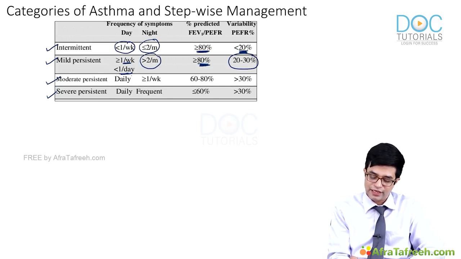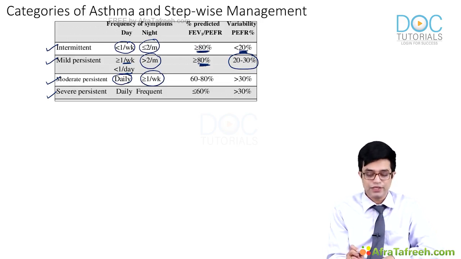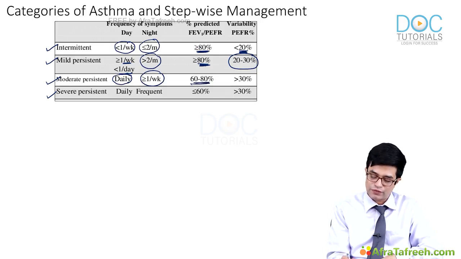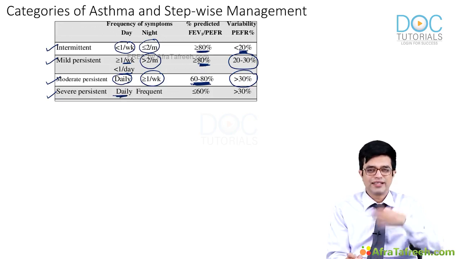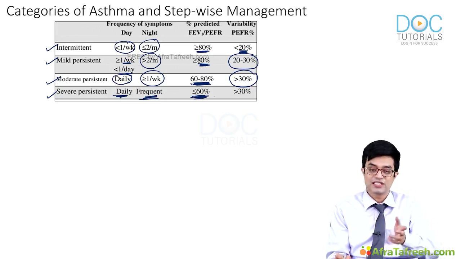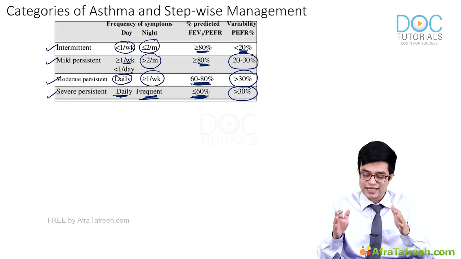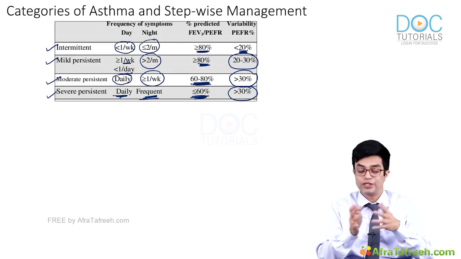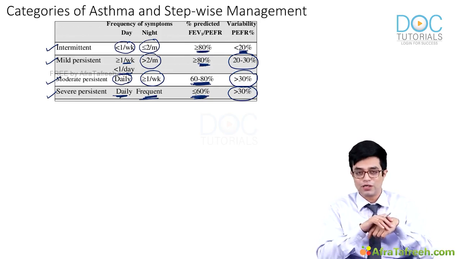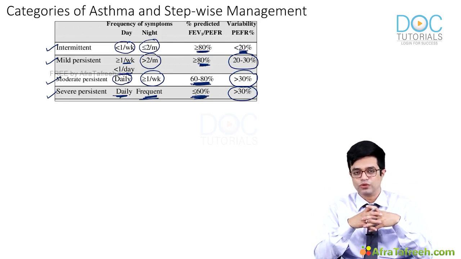Moderate persistent will have daily daytime symptoms. Nighttime symptoms will be more than once per week. Peak expiratory flow rate falls for the first time to 60 to 80% and variability becomes more than 30%. And finally, we have severe persistent, where frequent symptoms happen all the time, daily and at night. PEFR falls below 60% and variability is more than 30%. So these are the categories of asthma you are supposed to remember. You need to cram them up. Entrance exams are all about having the right concepts and remembering the right things as well, so combine both of them together.